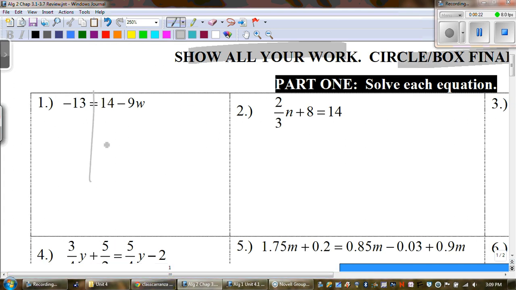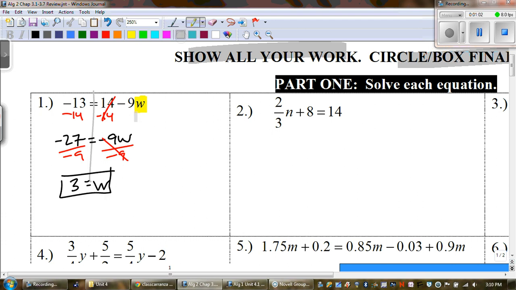Looking at number 1, we need to solve for W. How do we do that? Well, we want to get the W by itself. So the first thing we're going to do is subtract that 14. Negative 13 minus 14 gives us negative 27, and that equals negative 9W. Now to get the W all by itself, we have to divide both sides by negative 9, and a negative divided by a negative is a positive, and 27 divided by 9 is 3. So we get our answer of 3 equals W.